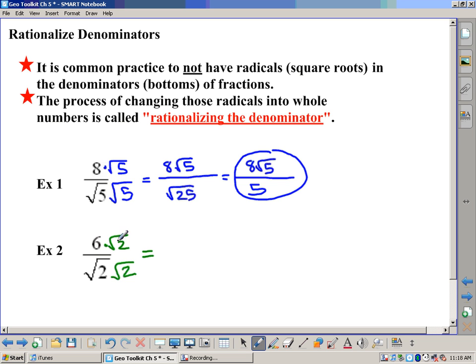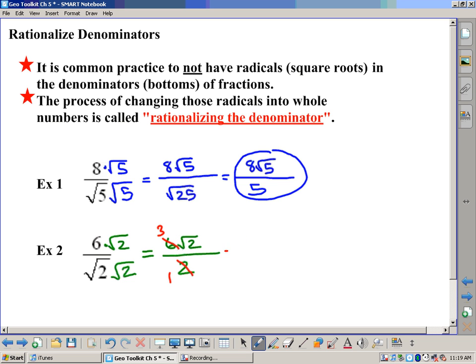So 6 times the square root of 2 is 6 times the square root of 2. Can't do anything with that. Now the square root of 2 times the square root of 2 is the square root of 4. And the square root of 4 is 2. Now the one thing you can do in this case is if you look just at the whole numbers, not at the radical, but if you look at 6 and you look at 2, what number goes into both these? Well, they're both divisible by 2. So if we divide 6 by 2, we get 3. If we divide 2 by 2, we get 1.